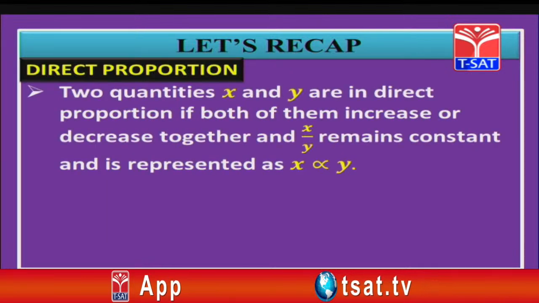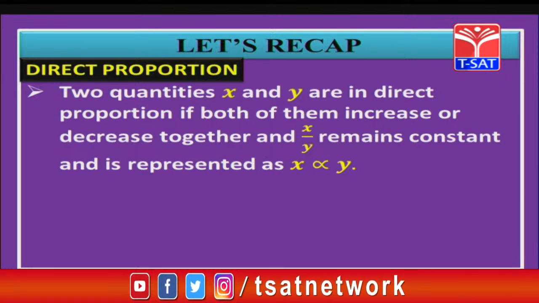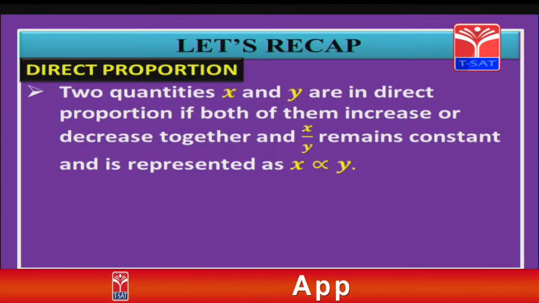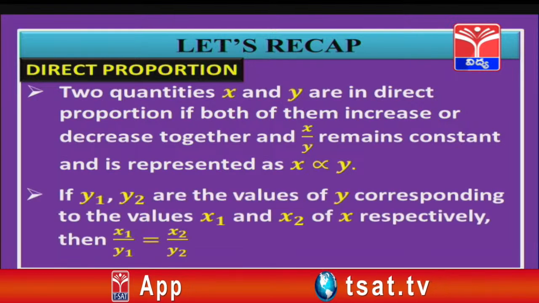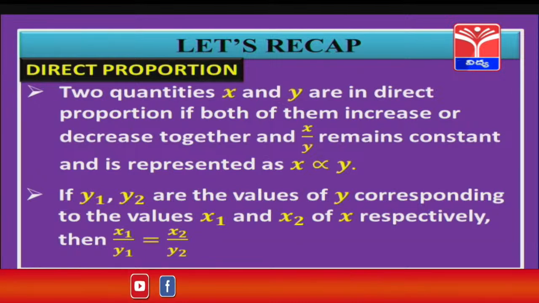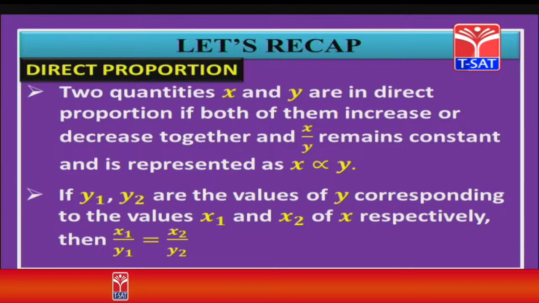Let us learn about direct proportion. Two quantities x and y are in direct proportion if both of them increase or decrease together, and x by y remains constant, and we represent it as shown on your screen. If y1, y2 are the values of y corresponding to the values x1, x2 of x respectively, then we can write x1 by y1 equal to x2 by y2. This relation we use only in the case of direct proportion, children.